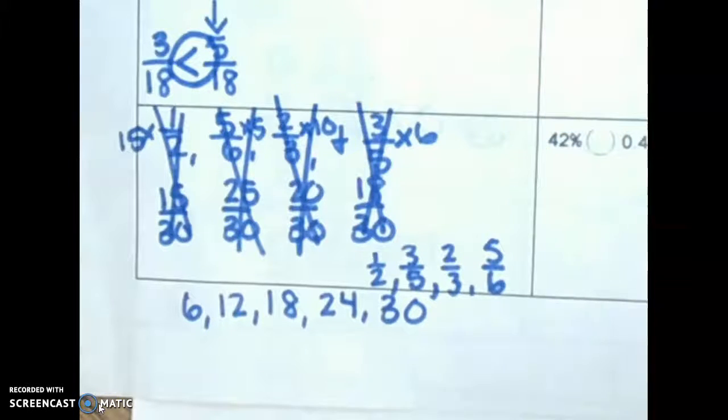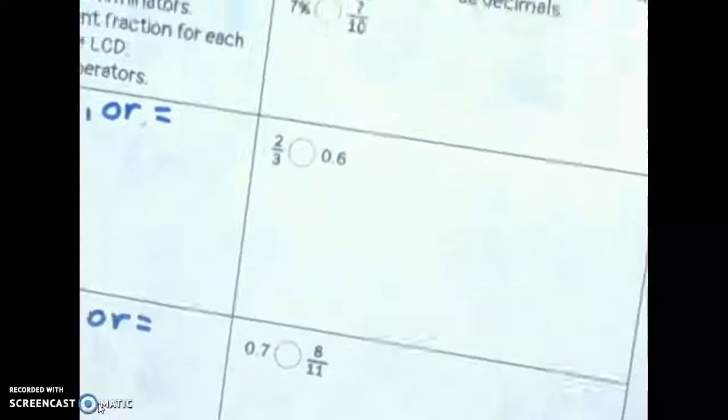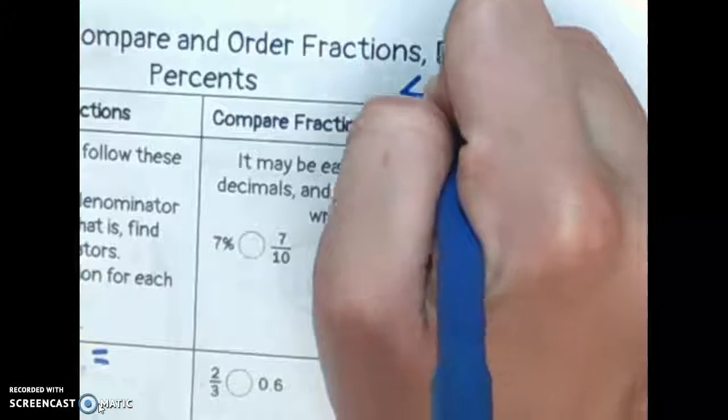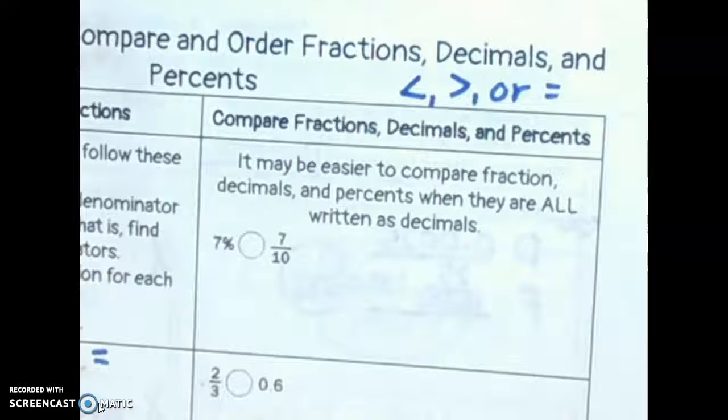Okay, so now let's take a look at the other side. You know how to compare and order fractions. Now we're going to compare fractions, decimals, and percents. When we compare things, just like before, we're going to use less than, greater than, or equal to. So when we're comparing all of these things, we need to make sure that we change them all to decimals, all to percents, or all to fractions.